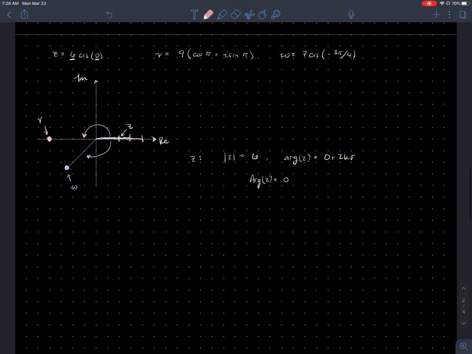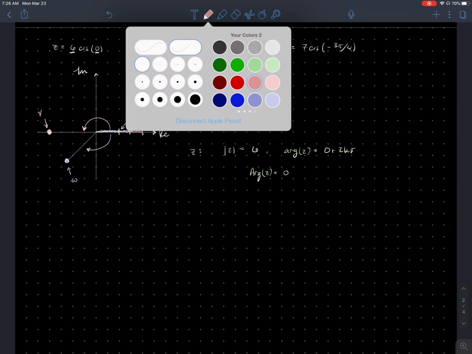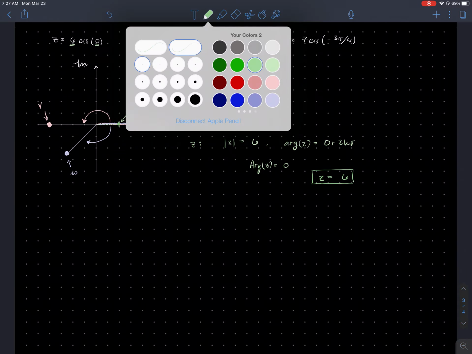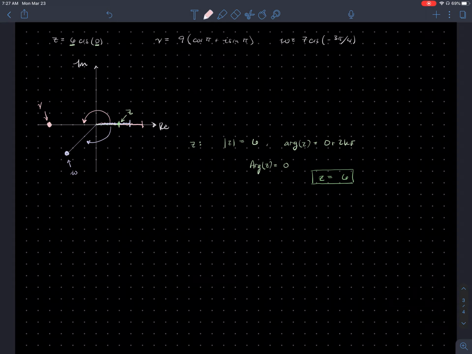Okay, now let's come back down here again. Just looking at this complex number, we can ask how many real components do we have and how many imaginary components do we have? Because that's all we're really doing when we're converting it into Cartesian form. We can say that we have 6 real components and no imaginary components. So this would be our complex number in Cartesian form. Now, let's do this again for V.